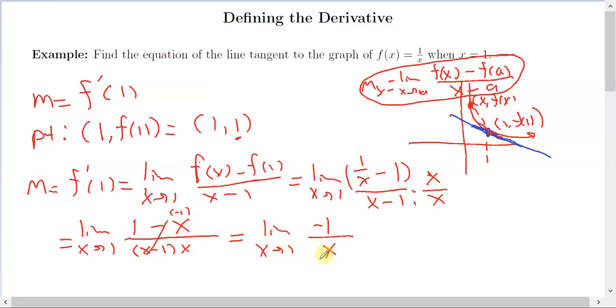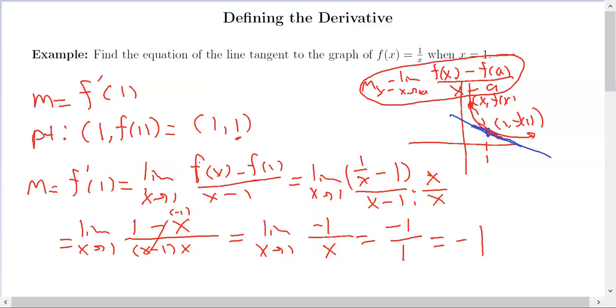And so now I no longer get a 0 in the denominator, because when I let x go to 1, the denominator's going to be 1. So this is going to be minus 1 over 1. So this has a slope of minus 1.